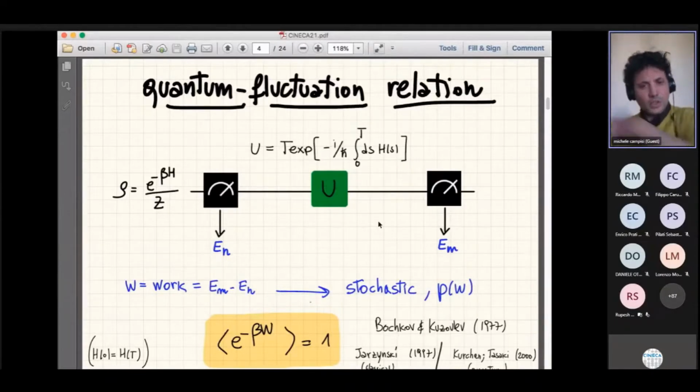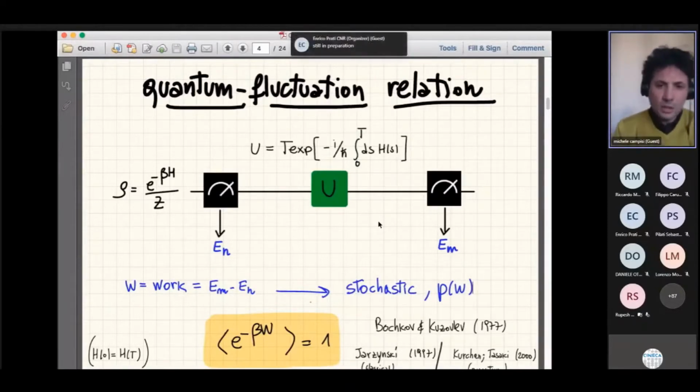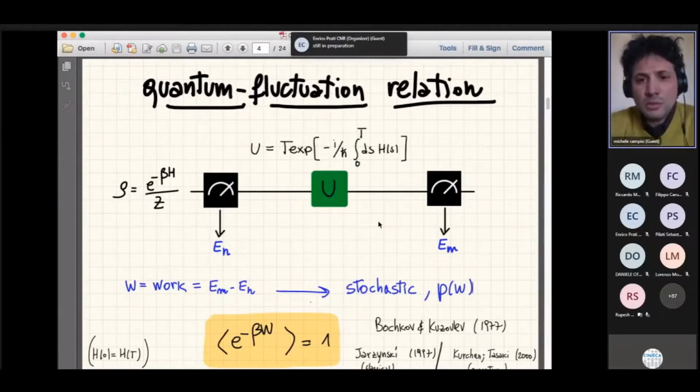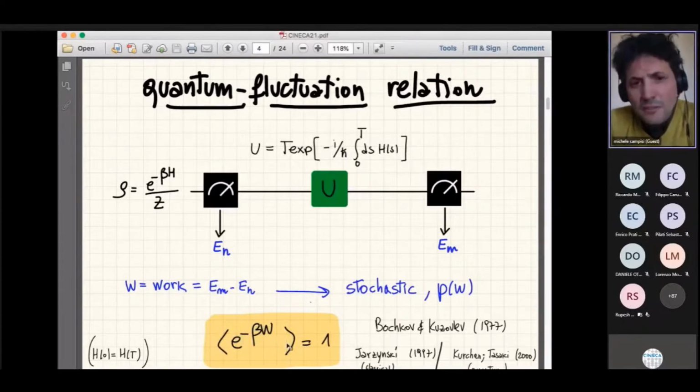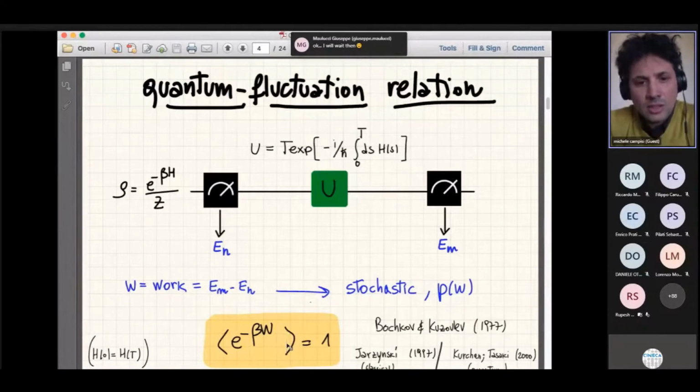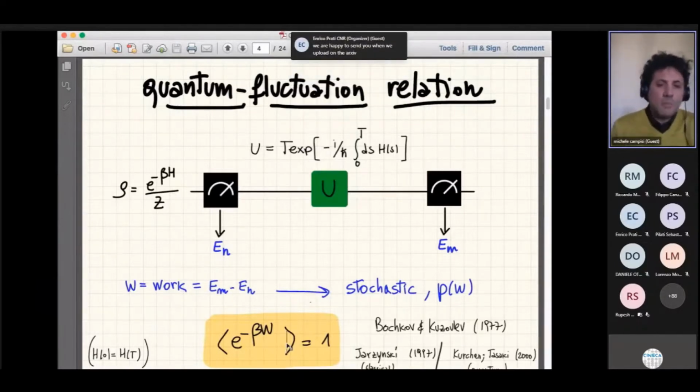If it is shaking your system very far away from equilibrium, or if it is very gentle, the distribution will be affected. But there is one average quantity, the average of e to the power minus beta W, which is unaffected by the details of the unitary. So this is what is known as the integrated quantum fluctuation relation.